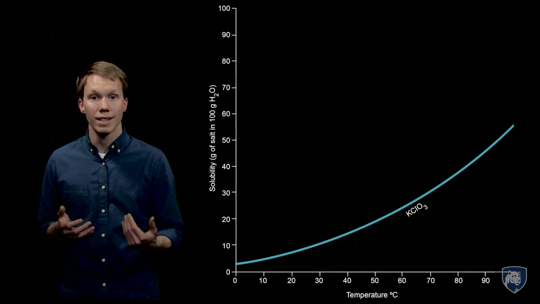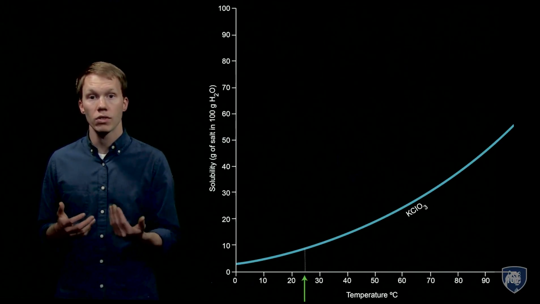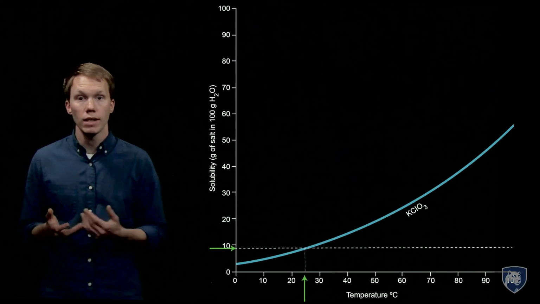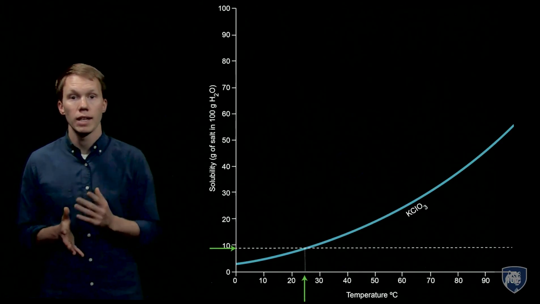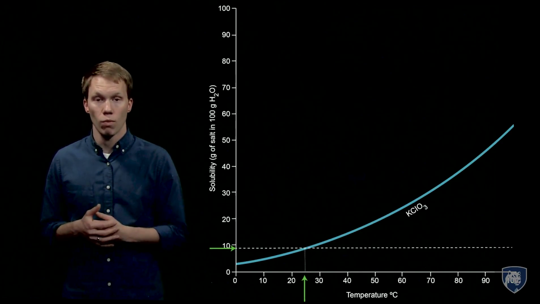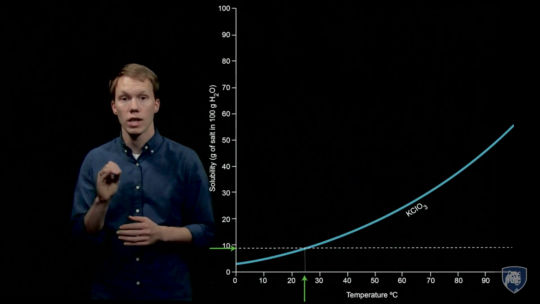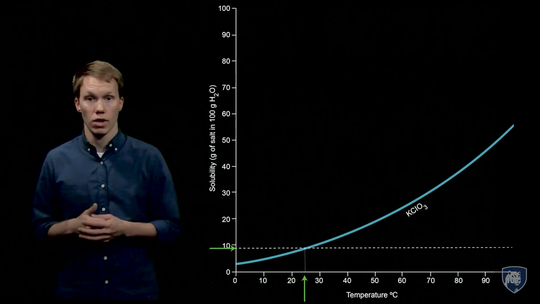So reading the x-axis at 25 degrees Celsius, I find that the maximum amount that is soluble is just under 10 grams of potassium chlorate. Let's call it 9 grams. Let's say the solubility limit is 9 grams in 100 grams of water. So if we're on this curve, that mass is going to be completely soluble. Anything above that curve will not dissolve.